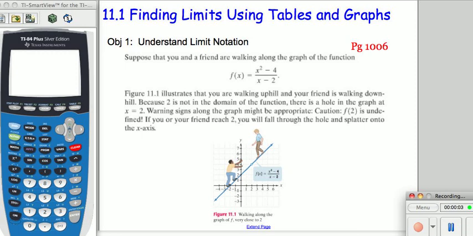Today we're talking about section 11.1. Today we're going to be finding limits, and we're going to focus on finding limits using tables today. Now, before we can actually find limits, we need to understand what they are.